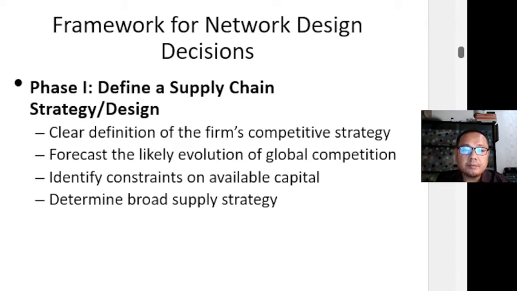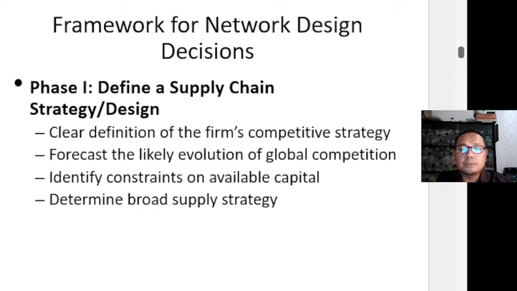So global network design decisions are made in four phases, as we can see from here. So we discuss each phase in greater detail. Now the first one, you can see, define a supply chain strategy or design. Okay. So that means the objective of the first phase of network design is to define a firm's broad supply chain design. This includes determining the stages in the supply chain and whether each supply chain function will be performed in-house or outsourced.